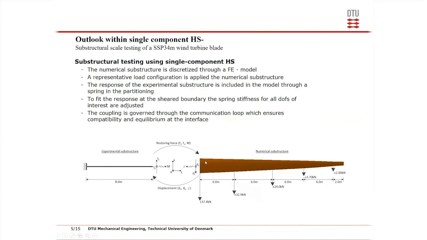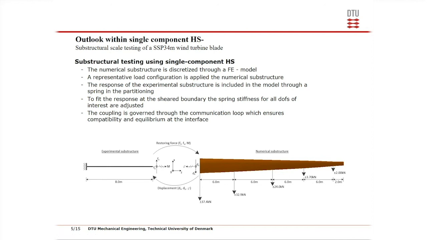So now I'm going to dig into different case studies which we are working on at D2U. First of all, we have been looking into a substructure scale testing on an SSP 34 meter wind turbine blade. So the idea here is to take a full wind turbine blade, and then separate it into an experimental substructure and numerical substructure.